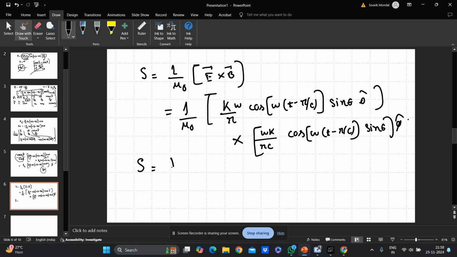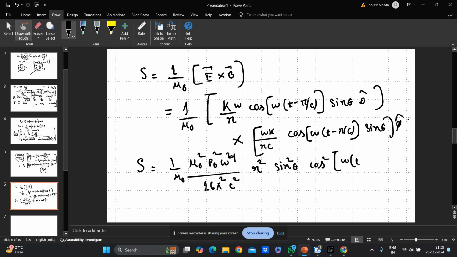Now, 1 by mu naught, k squared, that is mu naught squared p naught squared omega squared into omega, there is a 2 omega extra here, so omega squared into omega to the power 4 by 16 pi squared c r squared, sine squared theta into cos squared omega t minus r by c. Okay, so this is your Poynting vector.